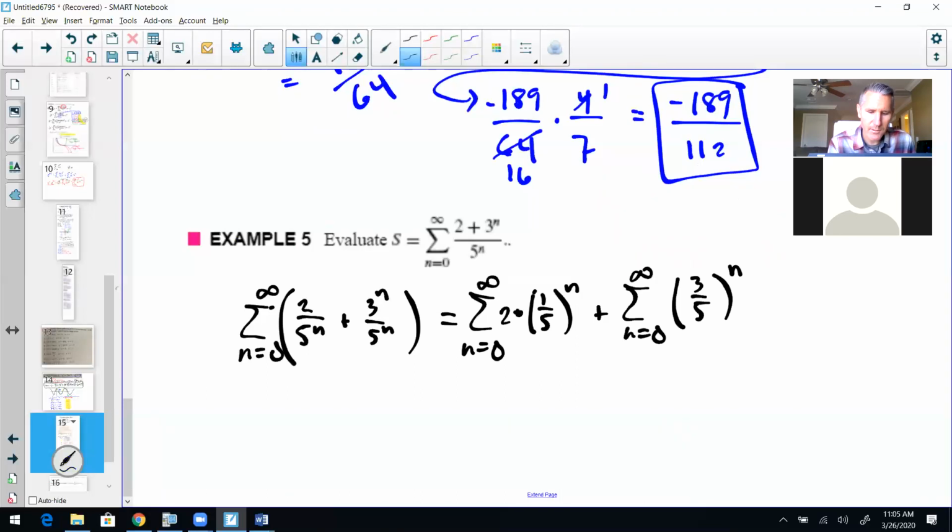So that's a times right there. Okay. So what I'm saying is this 2 is just going to be a coefficient of the term. That's a constant multiple out here. And the 5 to the n in the denominator is the same as 1 over 5 to the n, which is 1 to the n over 5 to the n, or 1/5 to the n. And then over here, I have 3 to the n over 5 to the n, which is just the same as 3/5 to the n.